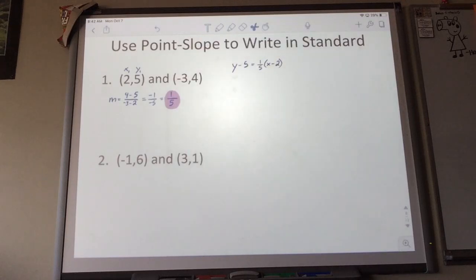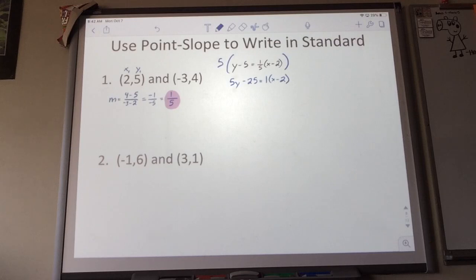Get rid of that fraction. Multiply everything that's not in parentheses by 5. If you multiply everything by 5, that will get rid of that fraction and make this a much, much easier problem. So multiply everything by 5: 5y minus 25 equals 5 over 5, which is a 1, parentheses, x minus 2. So nothing in that parentheses gets multiplied by the 5.